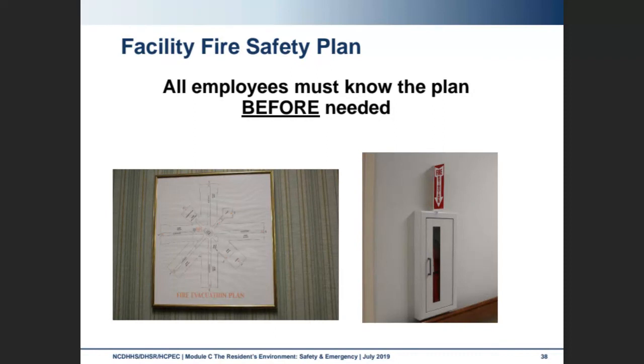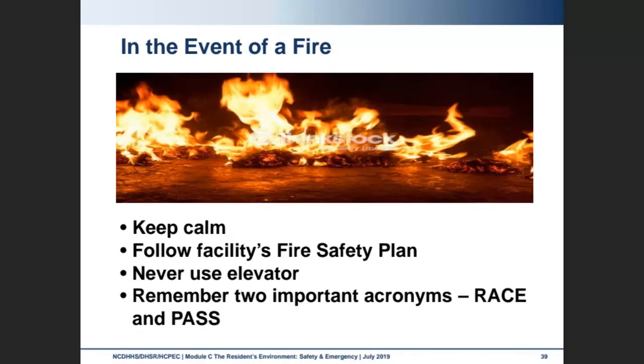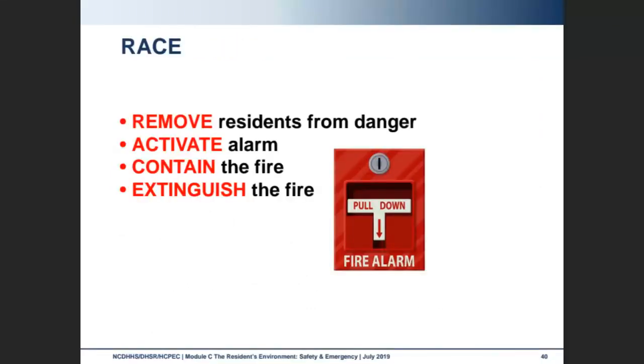Now, if a fire does happen, some of the rules that we all have are to keep calm, follow our facility's fire safety plan, never use an elevator, and remember these two acronyms, RACE and PASS. So we're going to go over those. These are important. So RACE: remove residents from danger. Activate the alarm. Contain the fire by closing all doors and windows if possible. Extinguish the fire, or the fire department will extinguish.